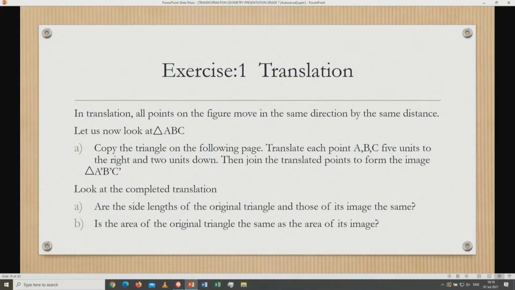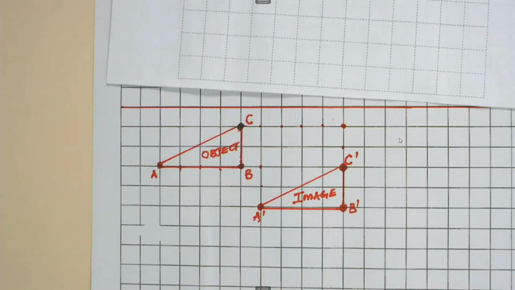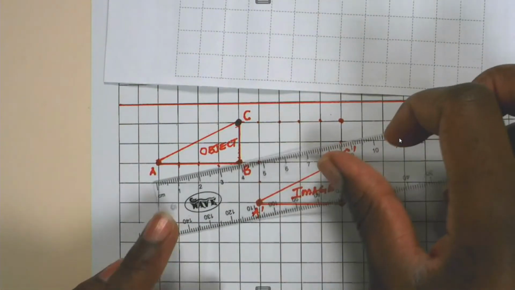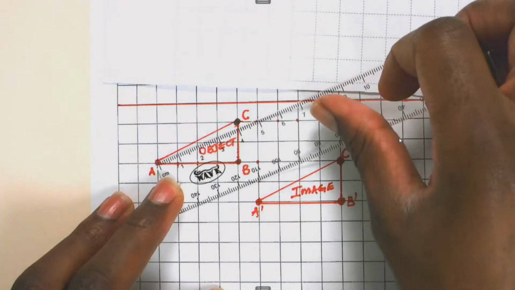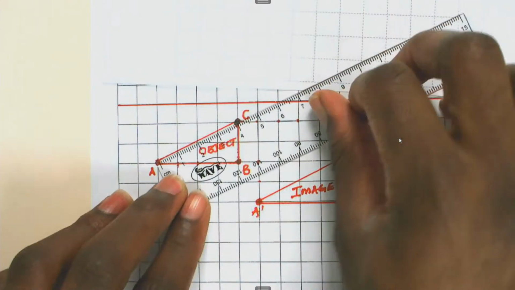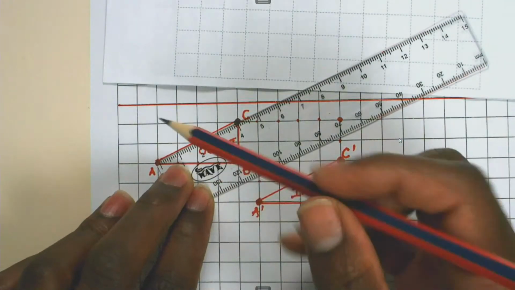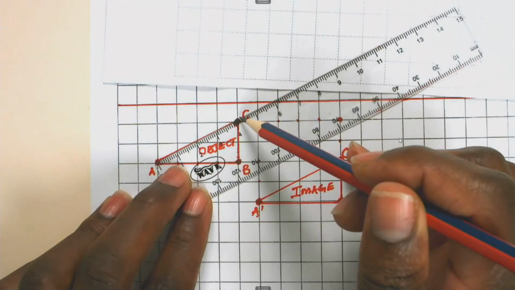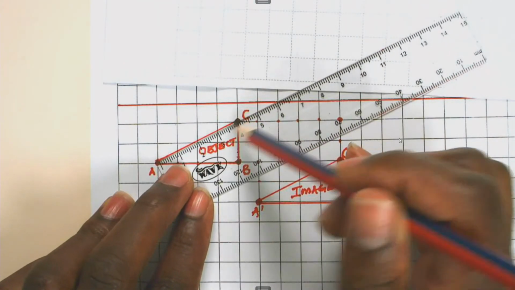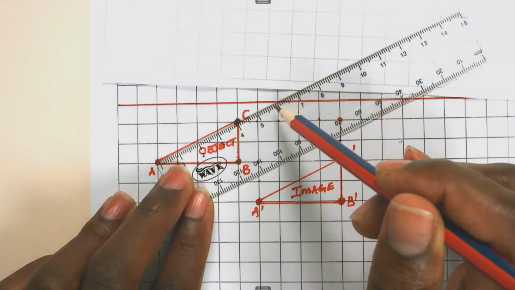Right. Then it says, look at the completed translation. Are the side lengths of the original triangle and those of its image the same? Let us check. They are asking whether the side lengths are the same, meaning, are they equal? Let us use our ruler there. Normally, I would use centimeters, guys. So let us check the distance. When you check there, you can see here we've got 4 centimeters, or almost 4 centimeters, yes. From point A to point C, it is 4 centimeters.